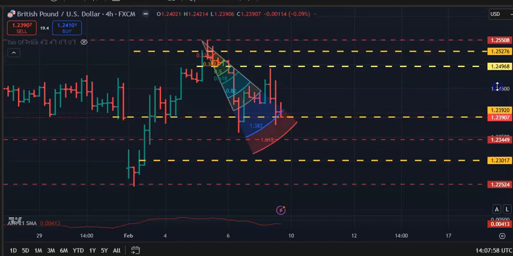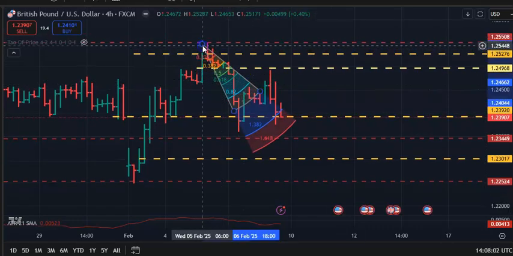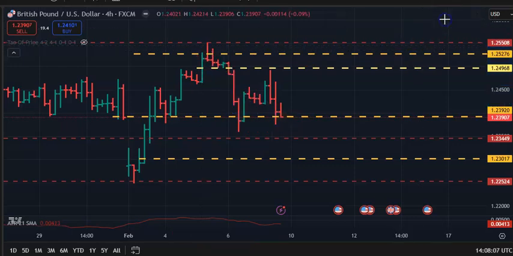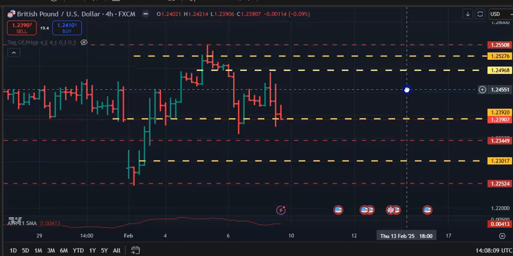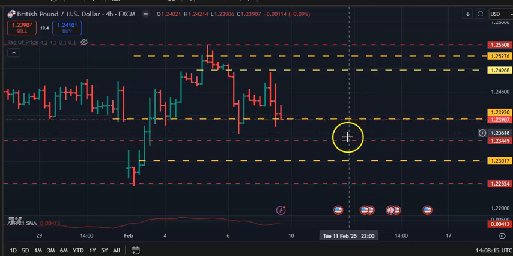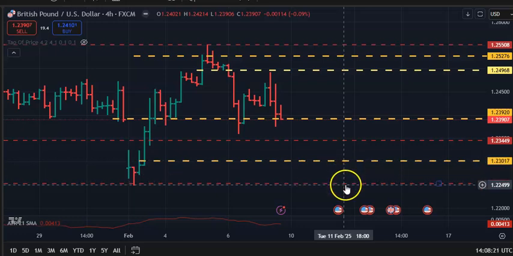Sterling dollar has still been in this big rectangle, and let me move this off. I was just doing some analysis with Fibonacci, and this is the 4-hour chart on cable. The weekly point to watch is 123.02. A break of that brings us back down to the lows of 122.52.